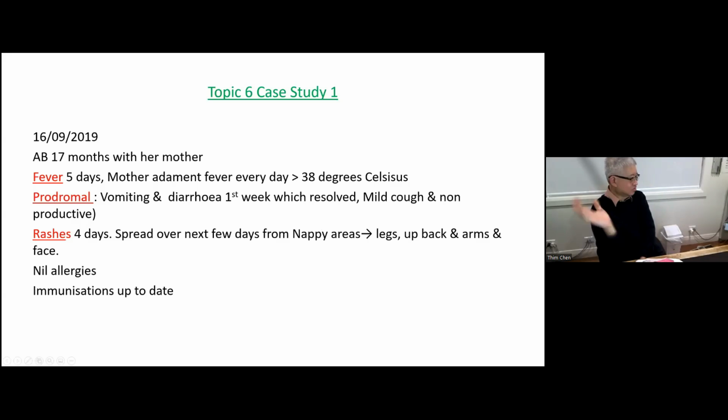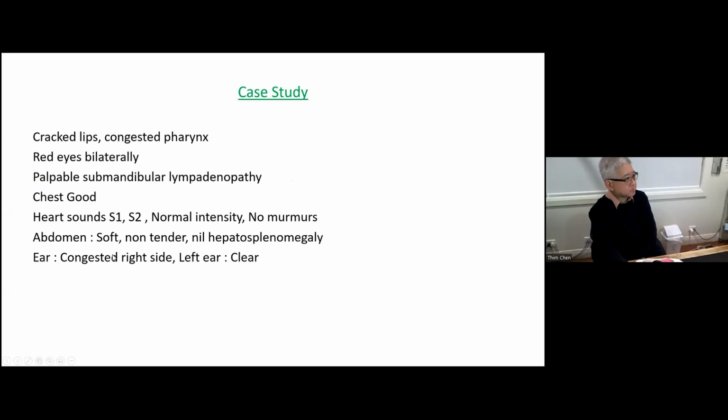I still went through the classical viral causes. She was not on any medication. She had an upper respiratory infection, cough, and rashes for 4 days. I asked them to take off the nappy, and the nappy area had the rashes. Then the mom said the nappy area no more rashes. But when I saw, the rash was up to the legs, then the back, arms and the face. She's not allergic to anything, immunization up to date.